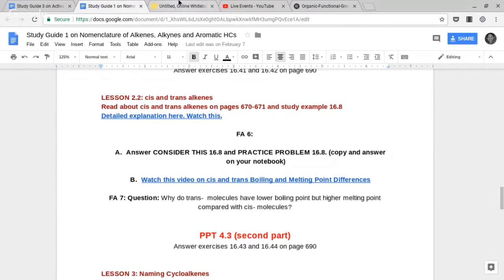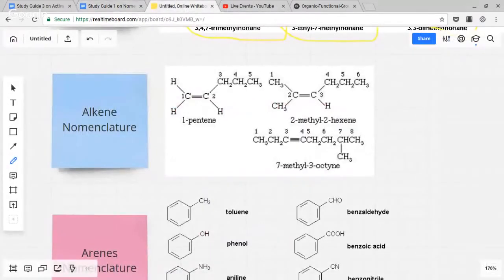Okay, let me go back to my real-time board. These are examples of your alkene nomenclature. In our first example, we have a straight 5-carbon chain with no branch. So that's a pentene. It should end in -ene because it's an alkene. Then we number it starting not from the right but from the left, because that's where the double bond is nearest. The double bond is between carbon 1 and carbon 2, so you choose the lower number. So you get 1-pentene.